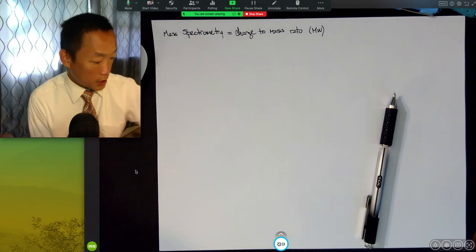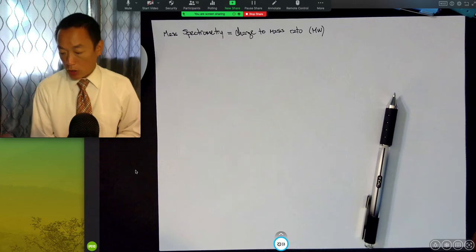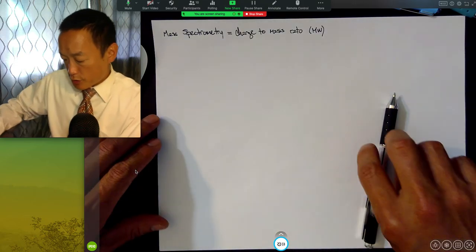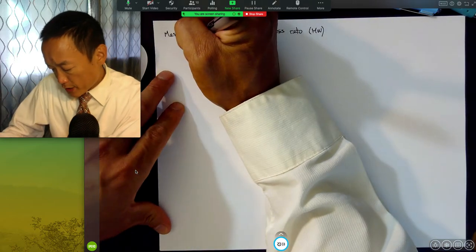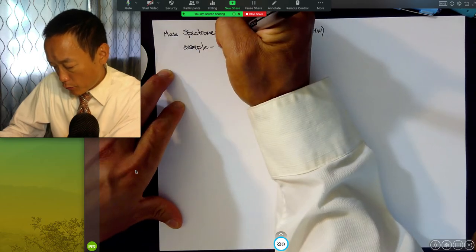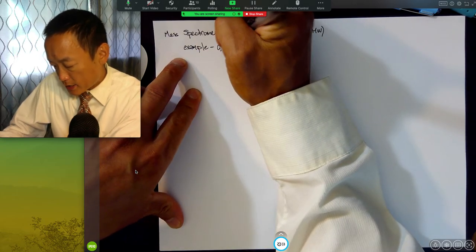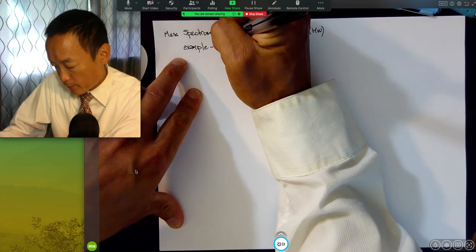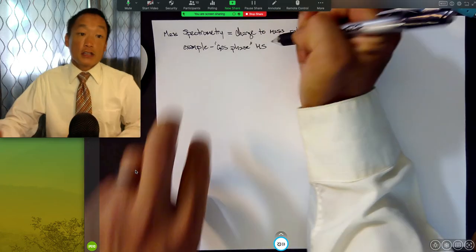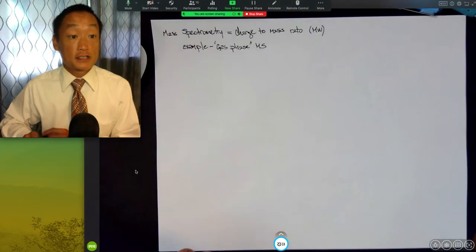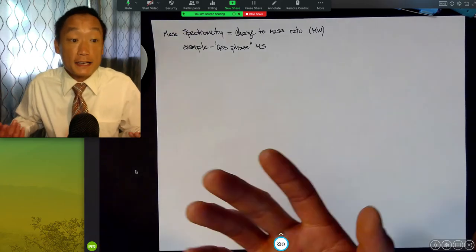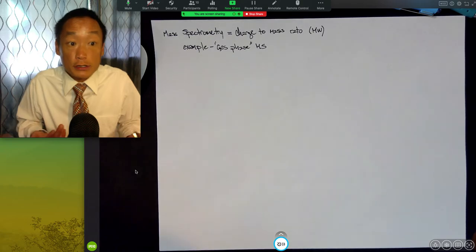So let's look at how a mass spectrometer works. For this example, we will be using gas phase mass spectrometry. You can do this in a solid phase. You can do this in a nebulized phase, called electrospray ionization. Those instruments are $200,000 a piece.